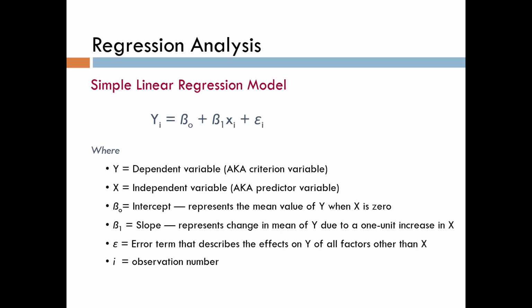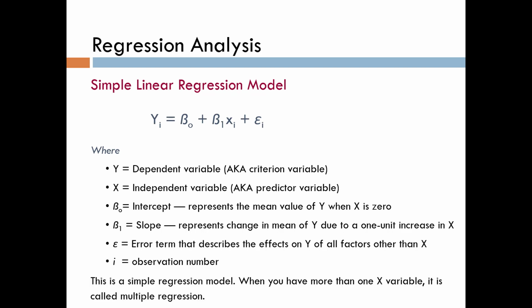The basic or simple regression model assumes that y equals an intercept term, beta naught, plus a regression coefficient, beta 1 times x, plus an error term, epsilon, that captures the impact of any other factors that affect y but are not observed. The intercept term represents the mean value of y when x equals 0. The slope or coefficient of x represents the change in the mean of y due to a 1-unit change in x. A simple regression model has just one x, and when you have more than one x, it is called multiple regression.